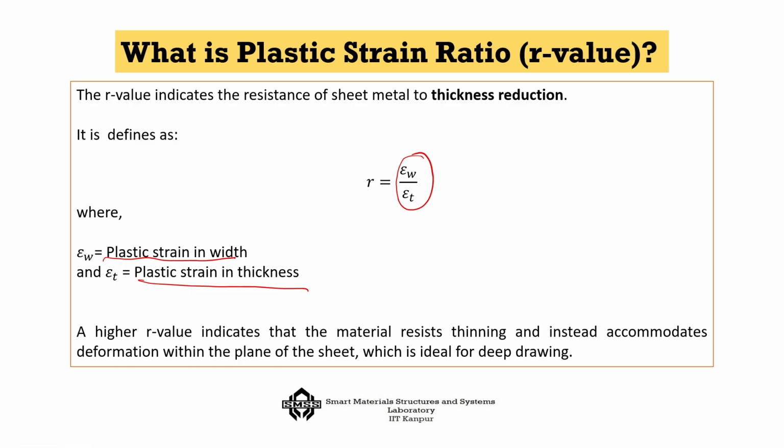Now, if an R value is high, what does that mean? It means that the thickness direction epsilon t is smaller. So, if this goes down, then this goes naturally up, right. So, that means strain in the thickness direction is going to be smaller if you can get a high R value, and that has a good possibility that you can deep draw the material. Okay, that is ideal for deep drawing.